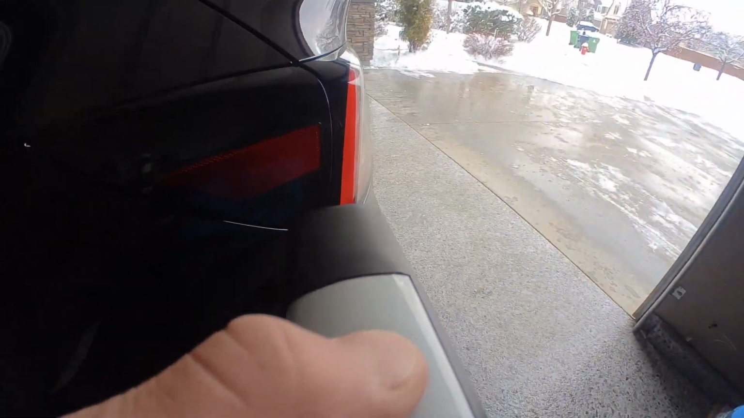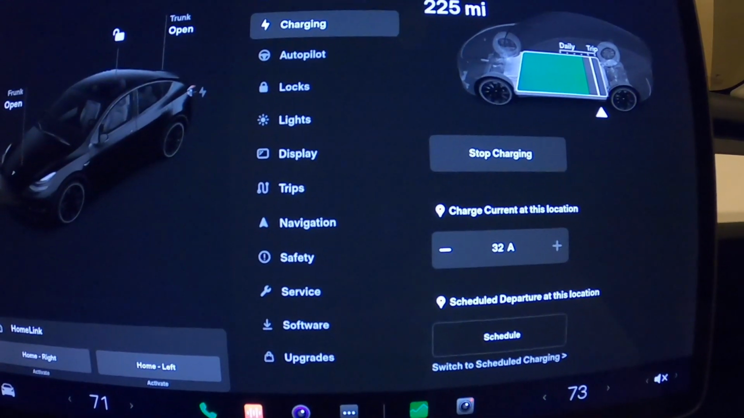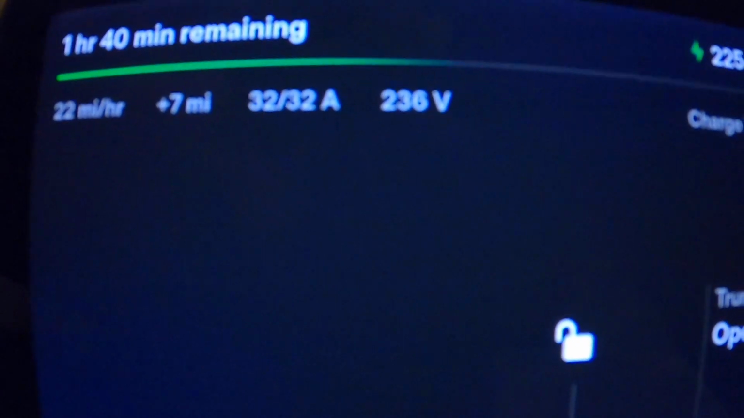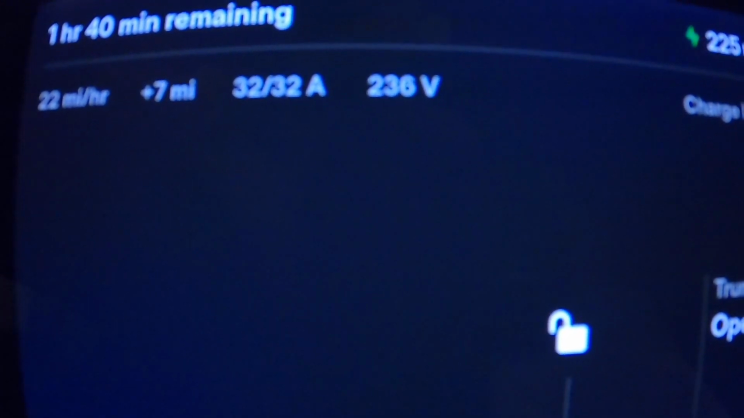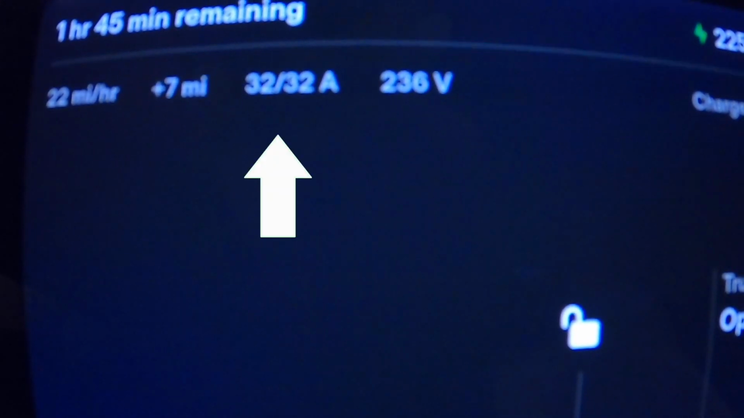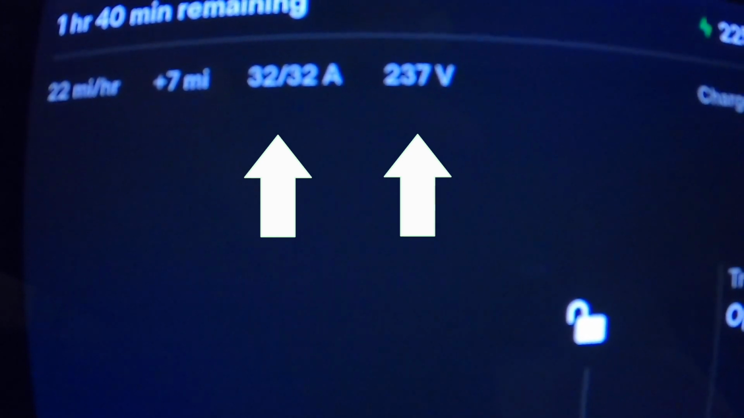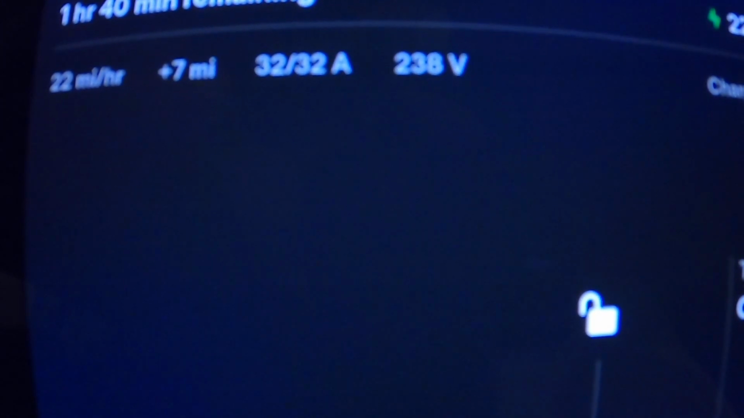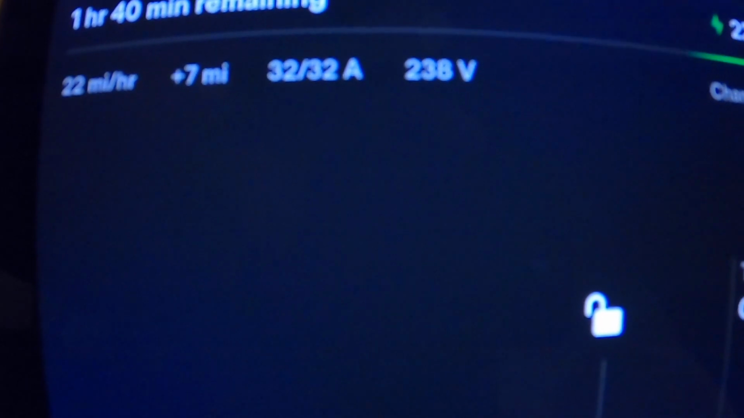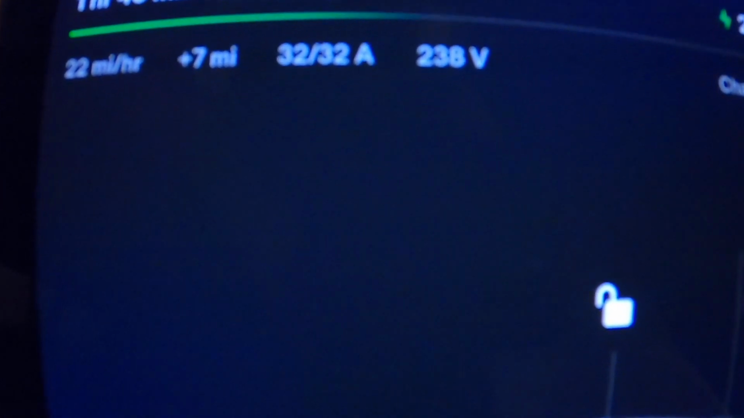So the first thing you want to do is plug in your vehicle. Okay, so I plugged in the charger, and the first thing we're going to do is convert our numbers into watts. If we look up at the top of the screen, you'll have how many miles per hour is charging, and then the amps listed there, and then the volts. You can see I have 32 of 32 amps, 237 volts. That keeps changing. We'll just go with 237 volts and 32 amps, and we're going to convert that into watts.